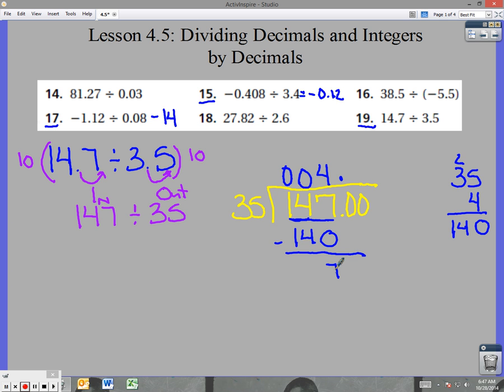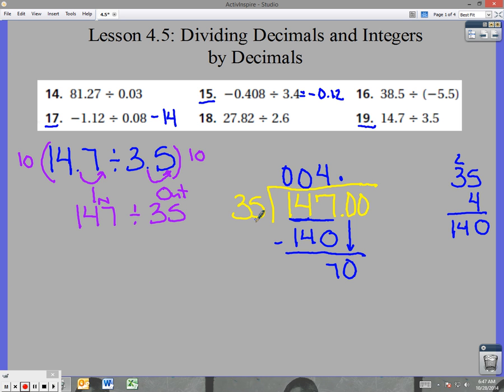7 minus 0 is 0. The 4 minus 4 is 0. 1 minus 1 is 0. I think I said 7 minus 0 is 0, but I would say 7 minus 0 is 7. Now, I have 7, but I bring down another digit, which in this case is a 0.